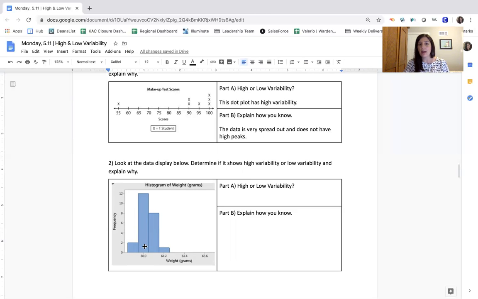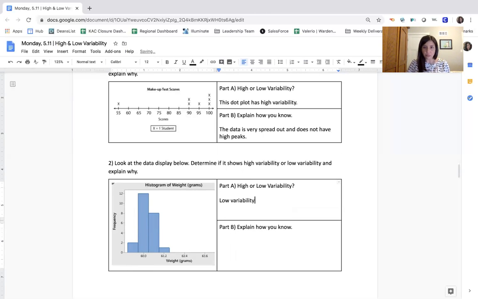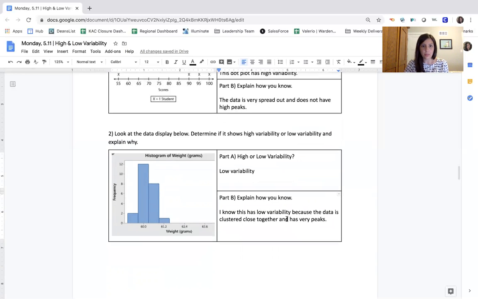Let me also think about how spread out this is. Is it clustered together or is it really spread out? I can definitely see that it's super clustered together. So this has high peaks and is clustered together. That definitely means that it has low variability. I know this has low variability because the data is clustered close together and has very high peaks.